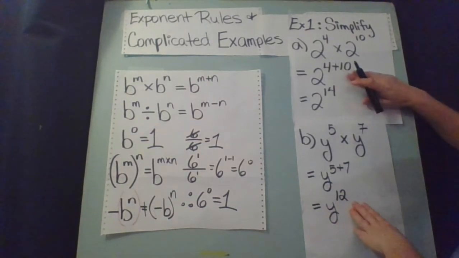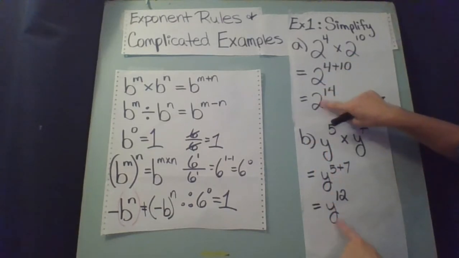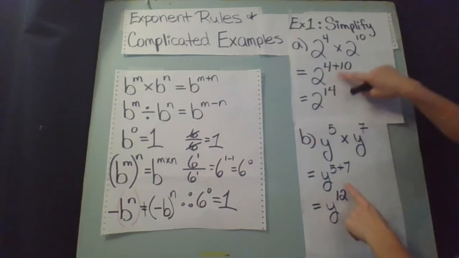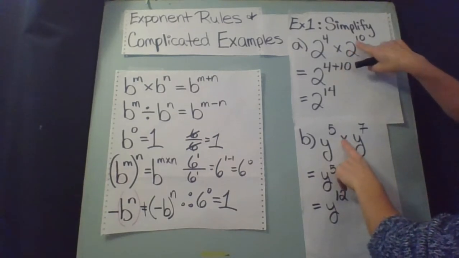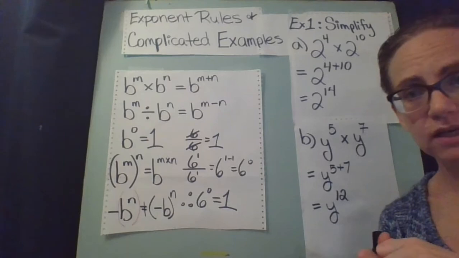So it's no different than when I had numbers and I was simplifying. I still want to keep my base together, and I have a new exponent which I got by adding the other ones, and I chose adding because they were multiplying. Alright, let's try this again with division.